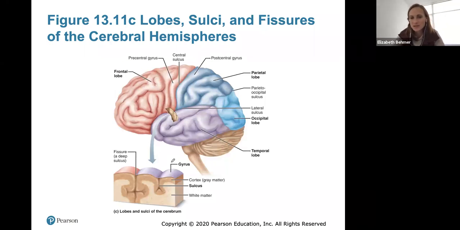So this labels all the different lobes. It explains what a fissure is, what a gyrus is, and what a sulcus is. A fissure is a deep sulcus, and a sulcus is just a general kind of valley between two gyri. And here are the different lobes: frontal lobe, parietal lobe, temporal lobe, and occipital lobe, and the different sulci that are little valleys between them. And then the precentral gyrus and the postcentral gyrus are separated by the central sulcus. These two gyri are important because they have very specific functions.